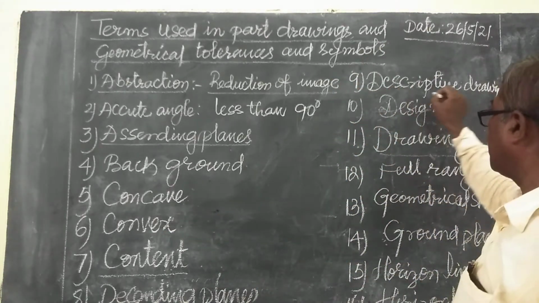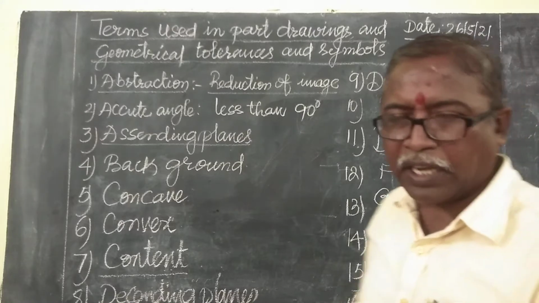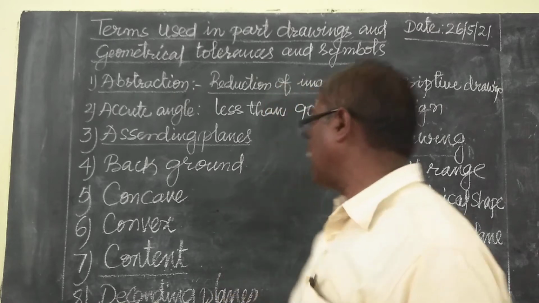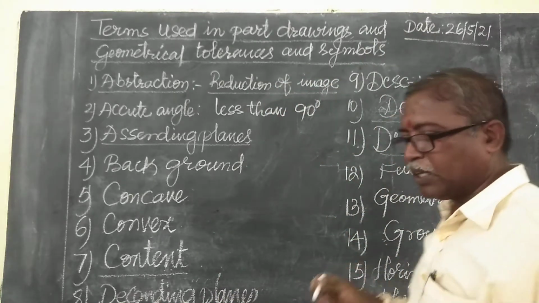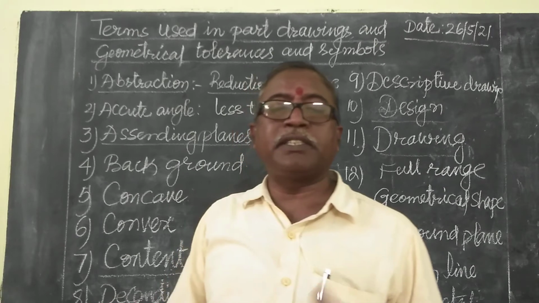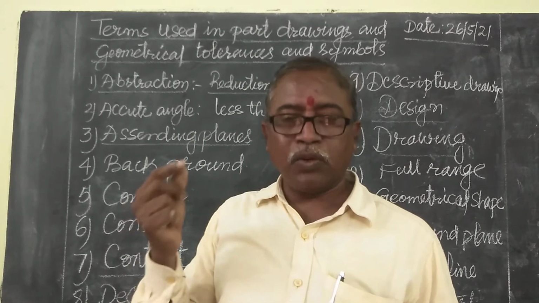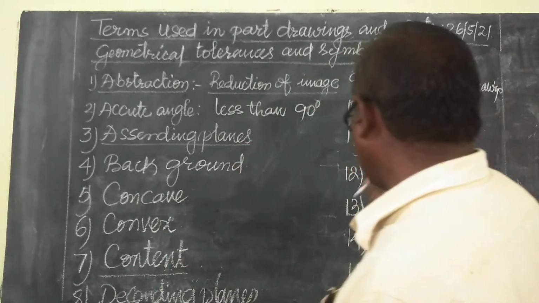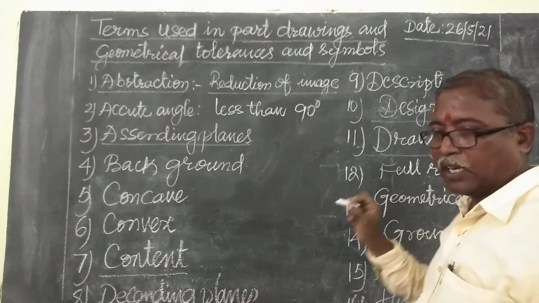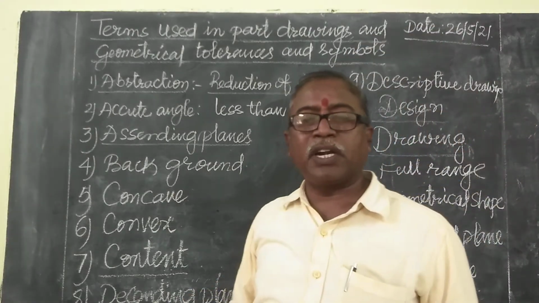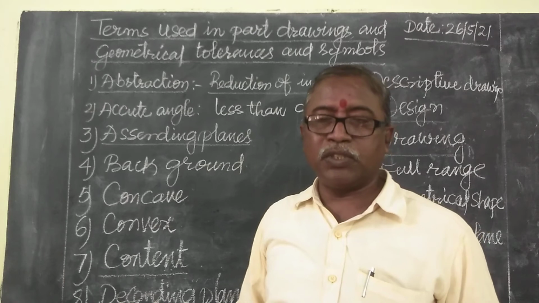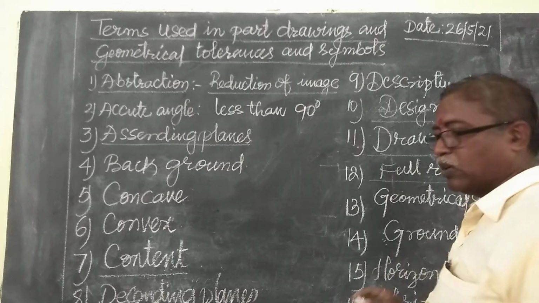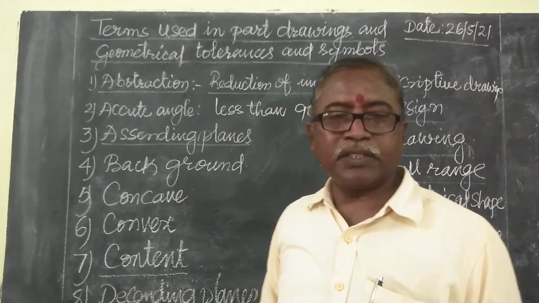Then descriptive drawing. In the descriptive drawing, full details, that means everything will be drawn in the drawing. Then design means the parts, including parts and components which are used to build up the machines, that complete drawing is called design. Then drawing means full details, the art which you are going to draw on the paper, that is drawing. Then full range, including colors, everything, that is full range.